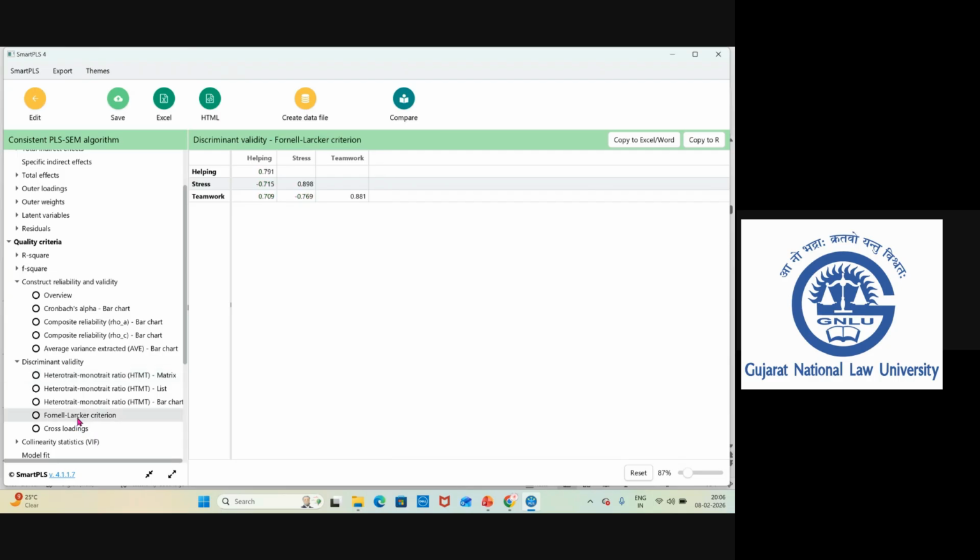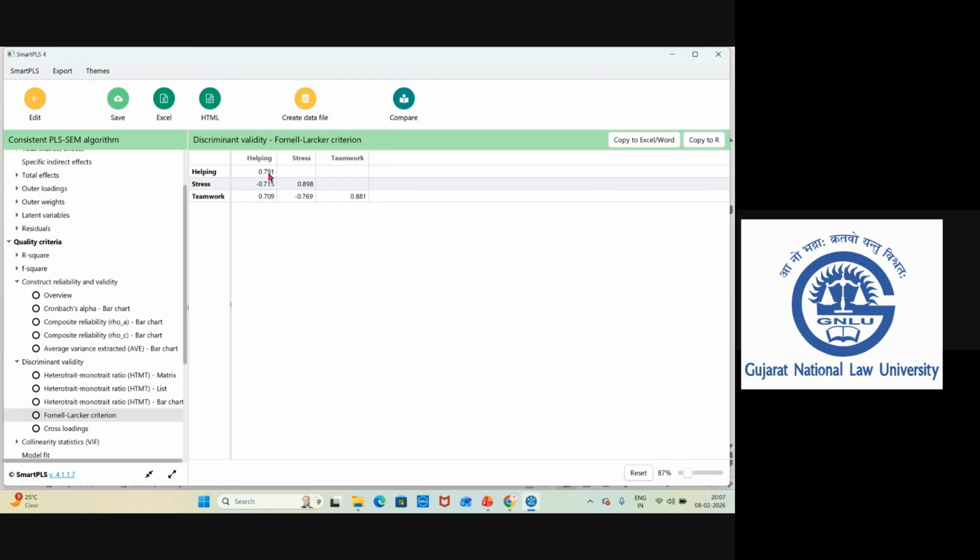Coming to the next one, Fornell-Larcker criteria. When you look at the Fornell-Larcker criteria, we are looking at the square root of the AVE. For example, here, helping behavior 0.76, work stress we have 0.898, teamwork we have 0.881. All are larger than their correlation with other measures. This is larger than rest of the constructs. It means there is no concept of overlapping within the indicators. So all the three measures, there is no overlap.